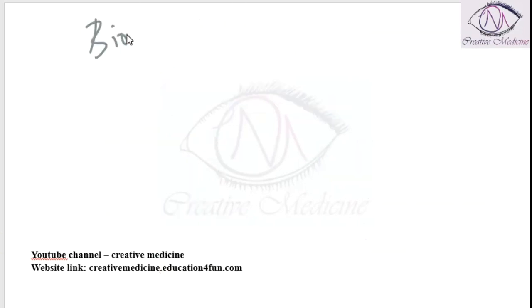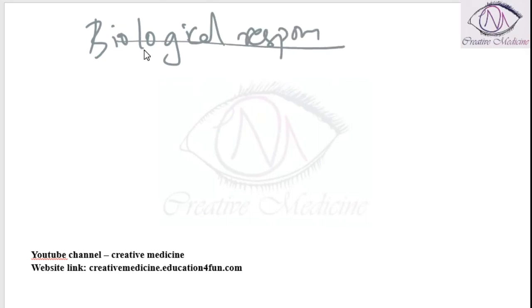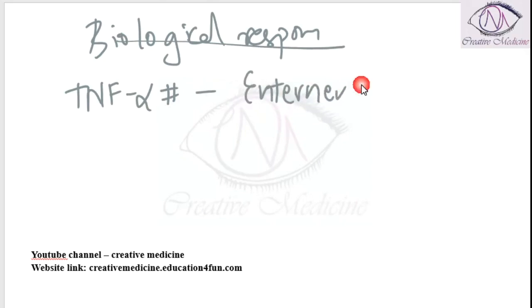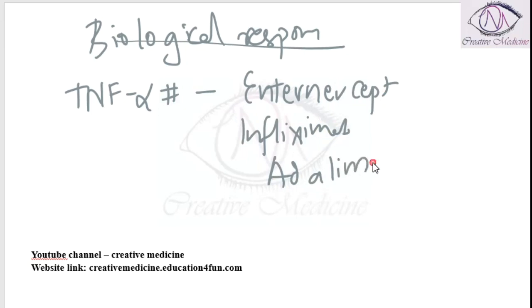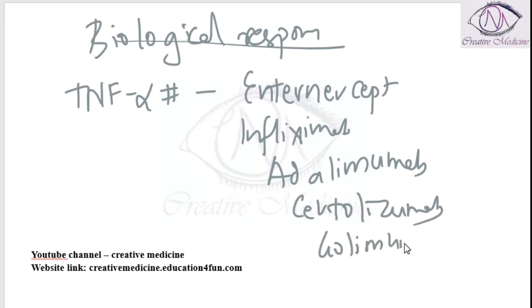Then biological response modifiers. Biological response modifiers include tumor necrosis factor antagonists like etanercept, infliximab, and adalimumab, certolizumab, and also golimumab. So TNF alpha blockers like etanercept, infliximab, adalimumab, certolizumab, and golimumab.